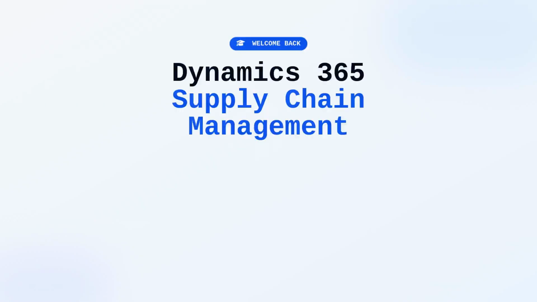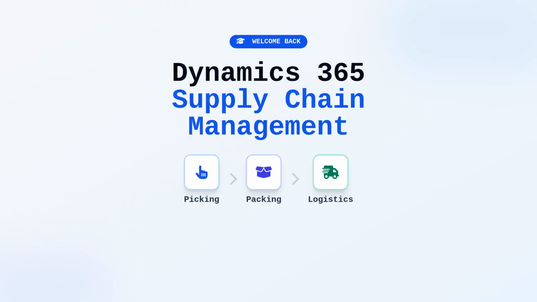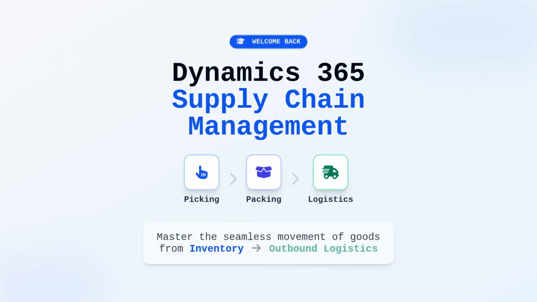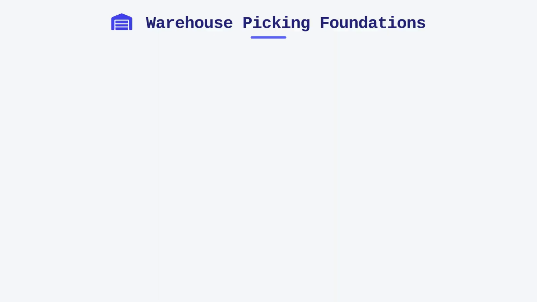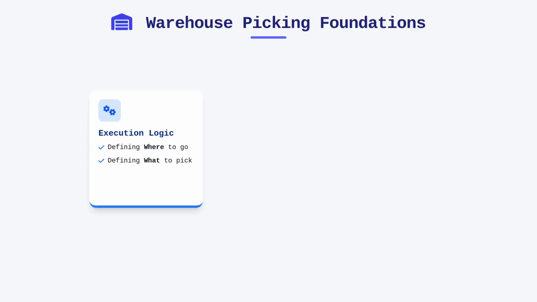Welcome back. In this lesson, we explore picking and packing workflows within Dynamics 365 Supply Chain Management to master the movement of goods from inventory to outbound logistics. The foundation of any robust warehouse operation rests on how effectively you manage the transition from inventory locations to the shipping dock. When we talk about picking, we are essentially defining the execution logic that instructs warehouse workers on where to go, what to pick, and how to verify their actions through mobile devices.